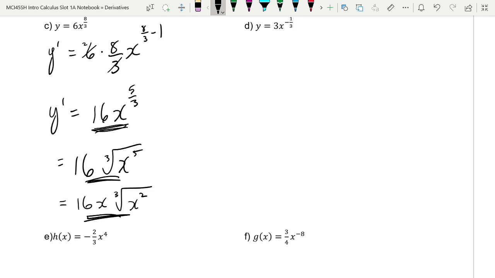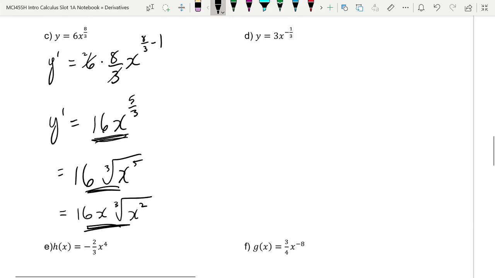Now that I think about it, I don't even know how you'd put this into Desmos. Can you do that? Cube root of x to the 5 on Desmos? You'd have to try it. I don't know. I think you can. All right, so moving along.